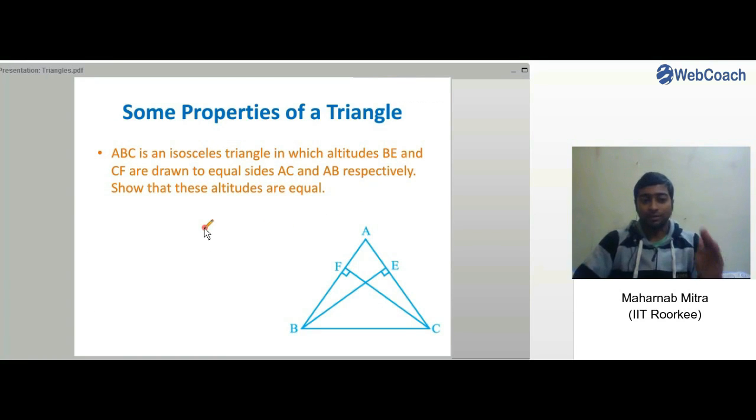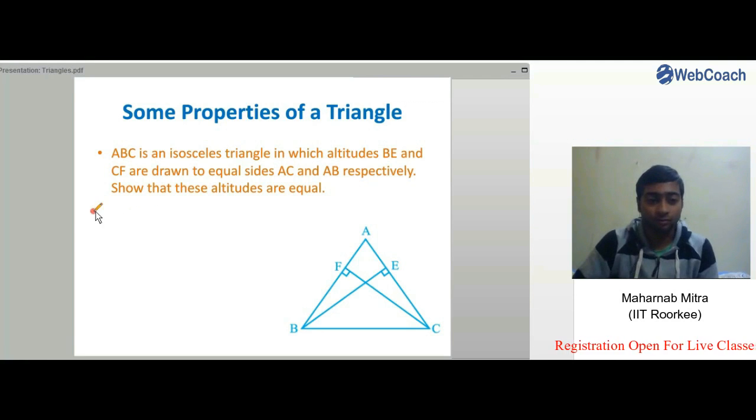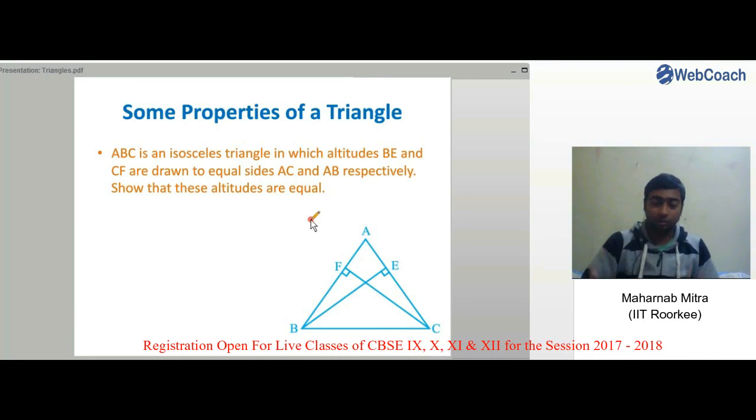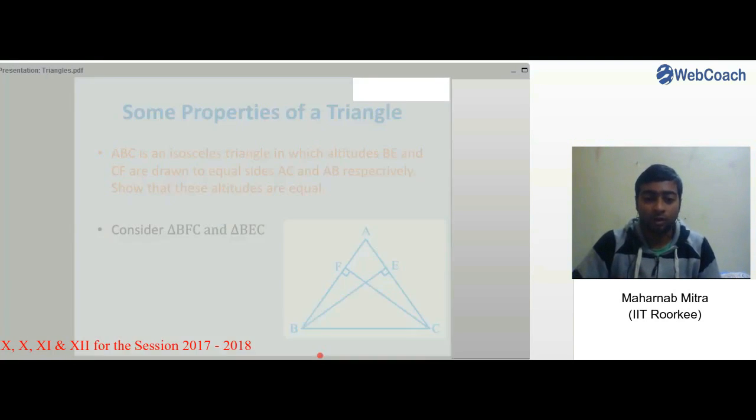So let us solve one question based on this. ABC is an isosceles triangle in which the altitudes BE and CF are drawn to the equal sides AC and AB respectively. So AB and AC are the equal sides and BC is the base, and BE and CF are the altitudes drawn from the vertices B and C. Angle F is 90 degrees and angle E is 90 degrees, because they are altitudes, or heights, and heights are always measured perpendicularly. We have to show that these altitudes are equal, that is, BE equals CF.